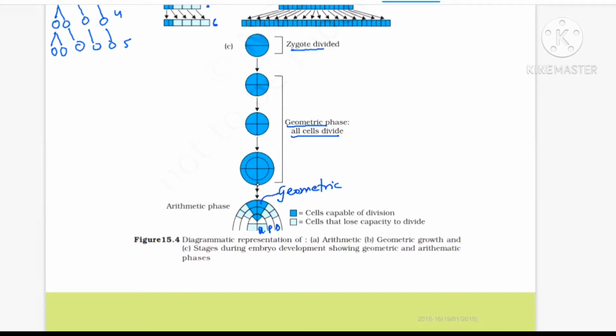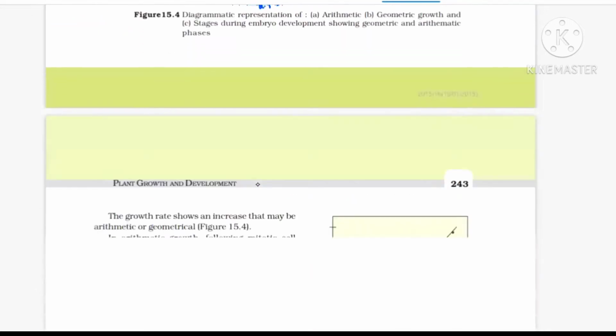So a question based on this diagram is asked: this zygote is going for which phase initially? Then your answer will be that the zygote is going for the geometric phase. Is it clear? Then the question may be: the shoot tip is having which cells? The shoot tip is having the geometric cells. And the tip cells, now they have switched to the arithmetic phase, where only one cell will retain the power of division and slowly one cell will go for maturation. Is it clear?